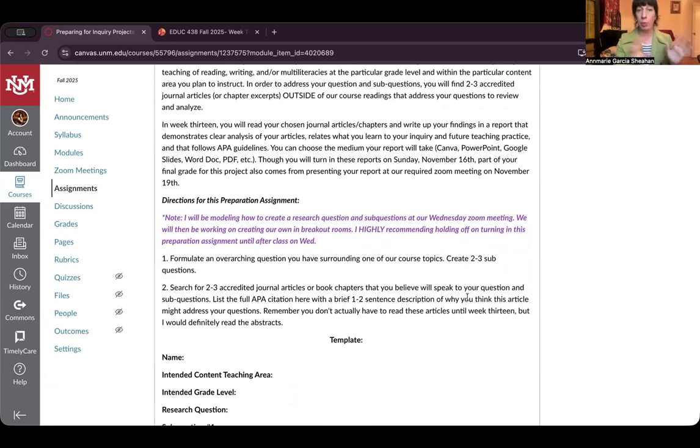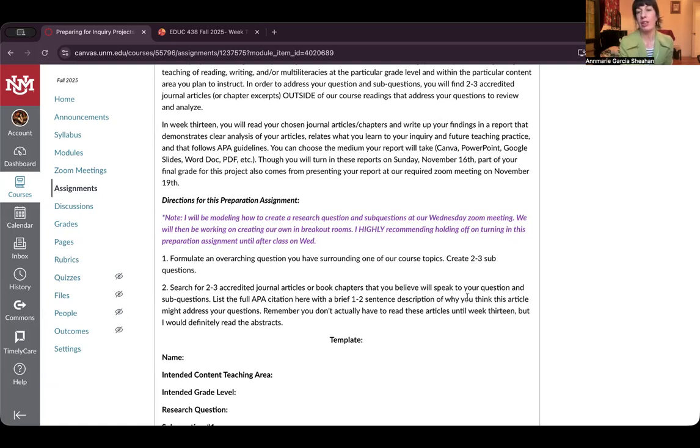So in week 13, so next week, you will then read these chosen journal articles and chapters and write up your findings in a report that demonstrates clear analysis of your articles, relates what you learn about your inquiry to your inquiry and future teaching practice, and that follows APA guidelines. Even though I am requiring that you use APA, that you're doing a very basic lit review here, you can choose the medium that you want for your report. This could be in Canva, PowerPoint, Google Slides, Word doc, PDF, etc.